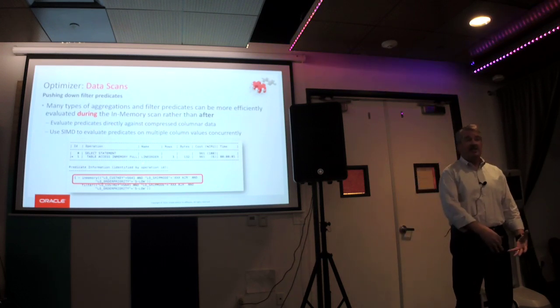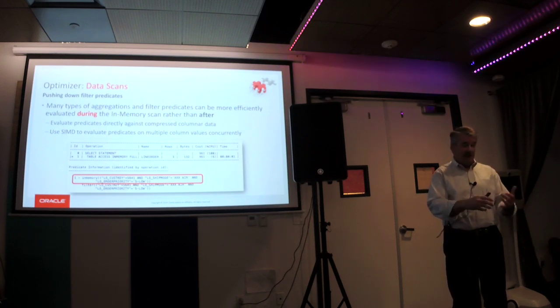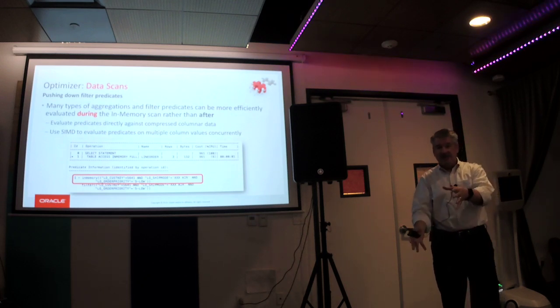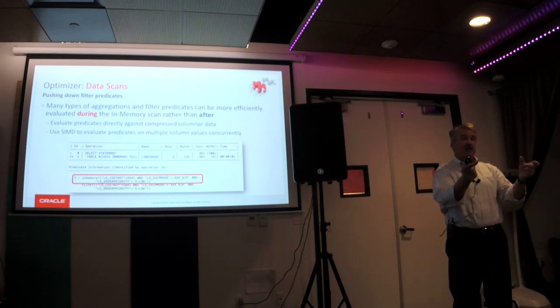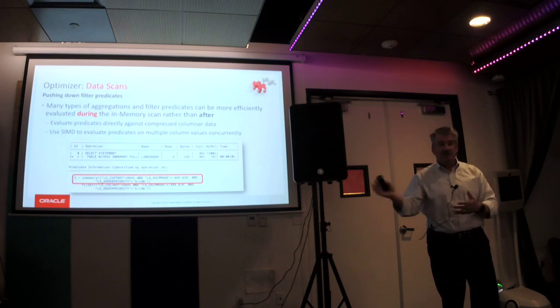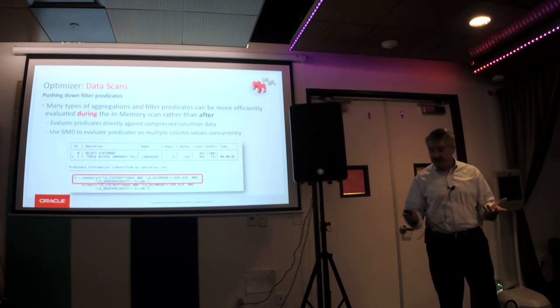So people will naturally say, well, can I get rid of all my indexes? Realistically, if you have a large table and you only need one or two rows from that table, an index access is going to be the fastest way to get to that data, because you're not going to want to light up an in-memory scan of the entire object just to get two or three column values out of the rows associated with them. You're going to go to an index. And that's the beauty of the optimizer. It makes that decision for you based on cost.